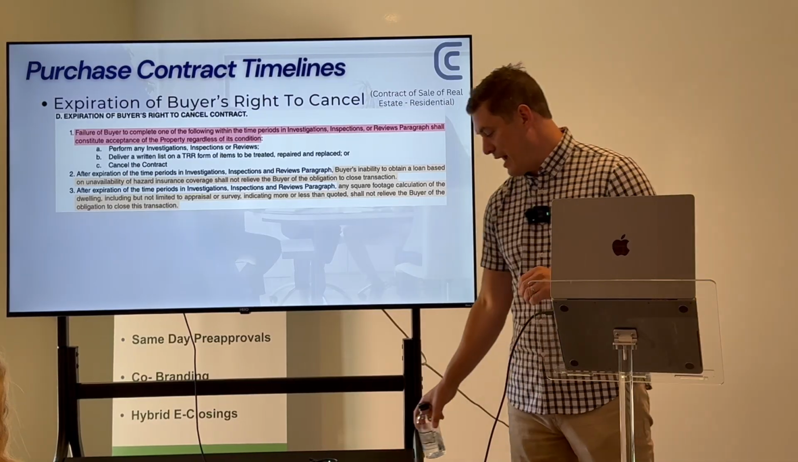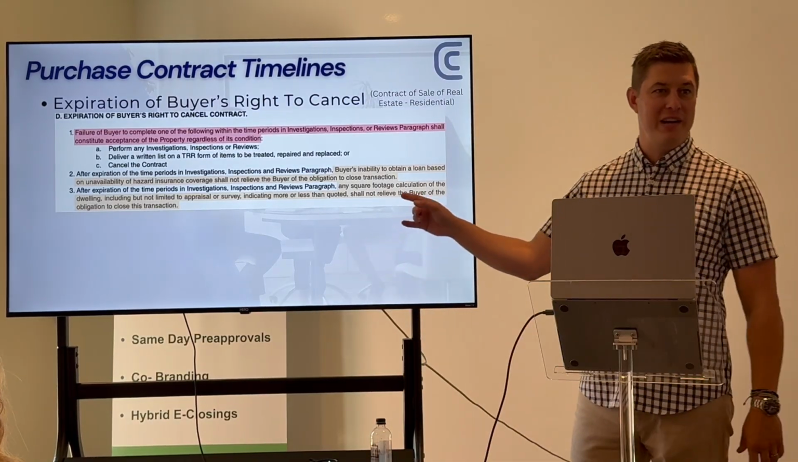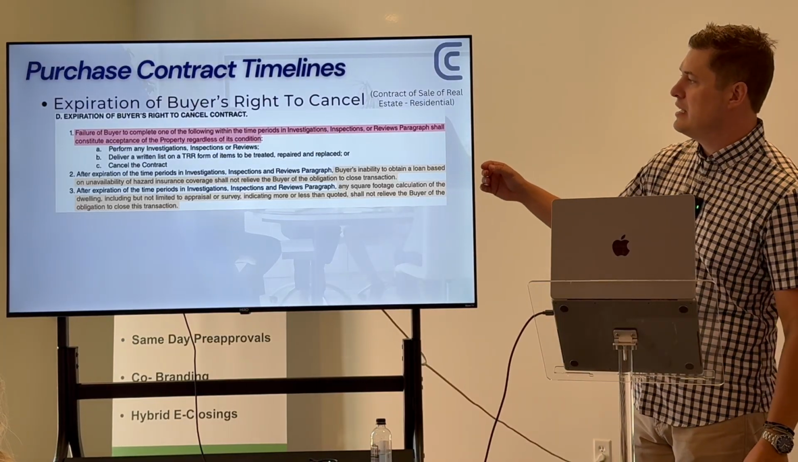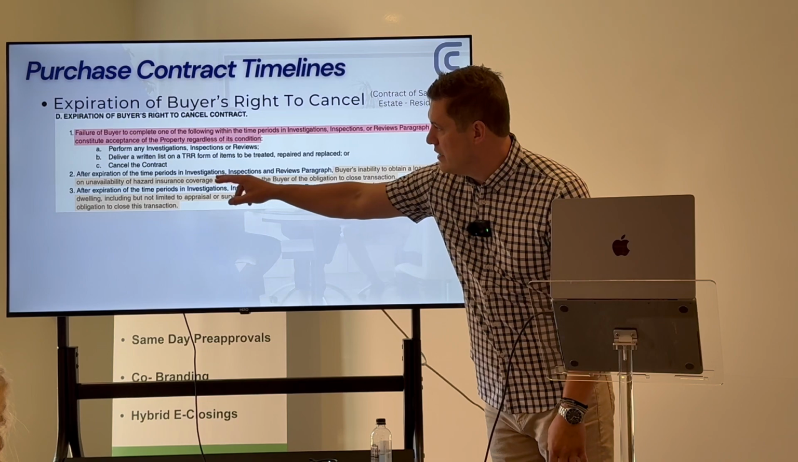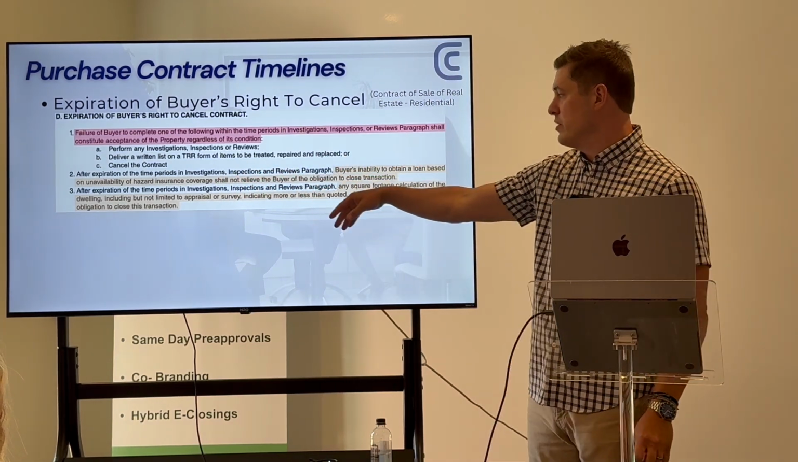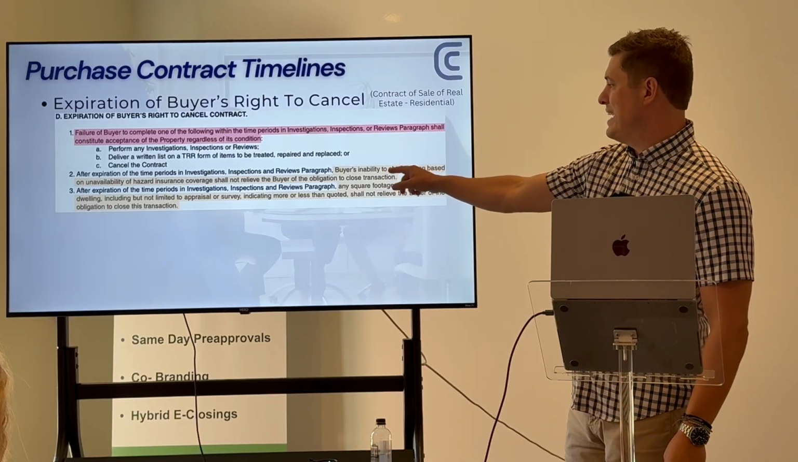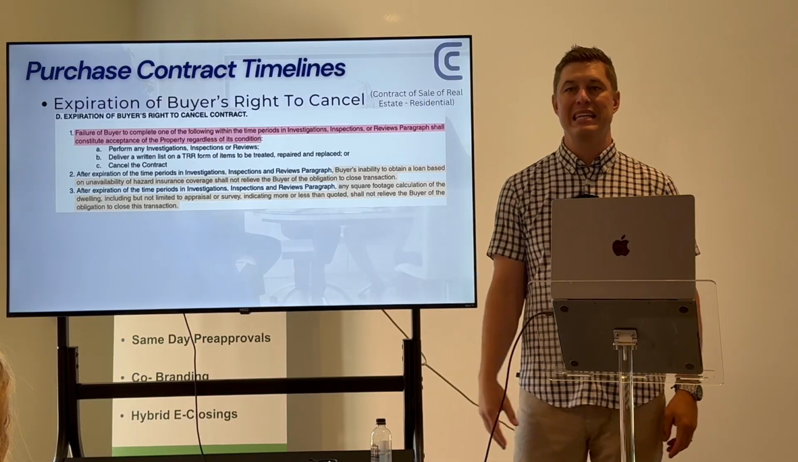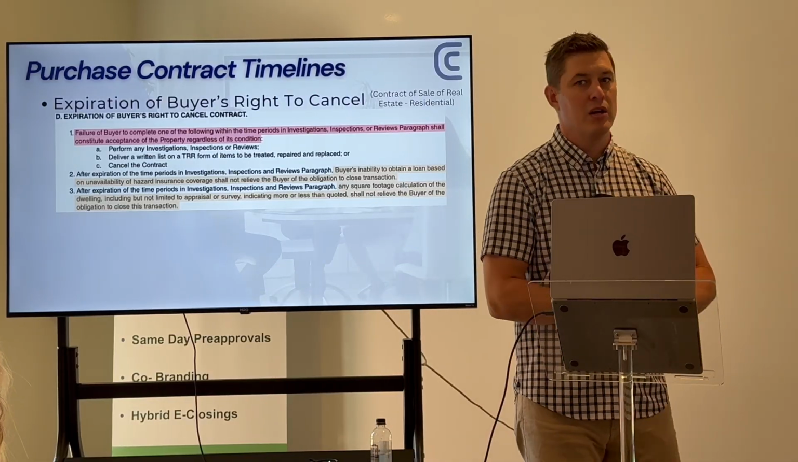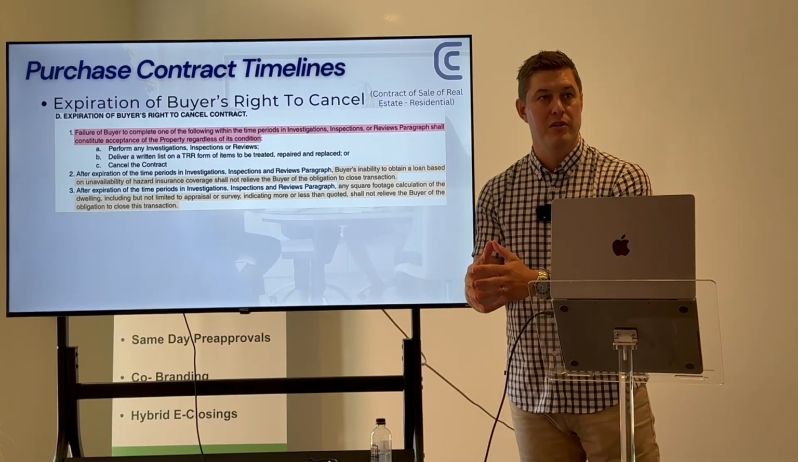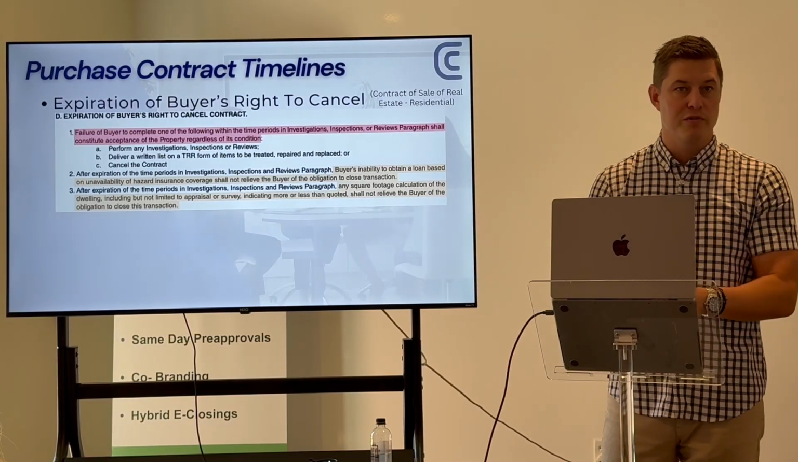Two things that I didn't know for a long time that are buried here in the contract that are pretty material. After the expiration of the time periods, once the investigation period is over, the buyer's inability to obtain a loan based on hazard insurance no longer relieves them from buying the house. So you need to get your insurance approved with your lender prior to your inspection period being over.